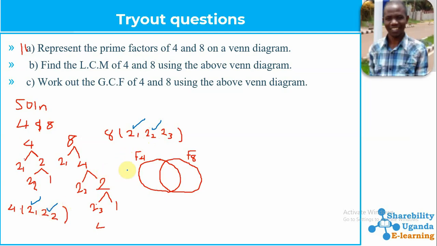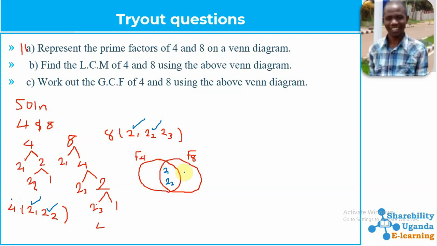Now, those that are common, using our basic concept of sets, we said that something that appears in common, we put it in the intersection. So this simply means we shall have our 2 subscript 1, then we also have our 2 subscript 2. Why are we putting them inside here? Because they are in both sets. They are both prime factors of 8 and prime factors of 4.